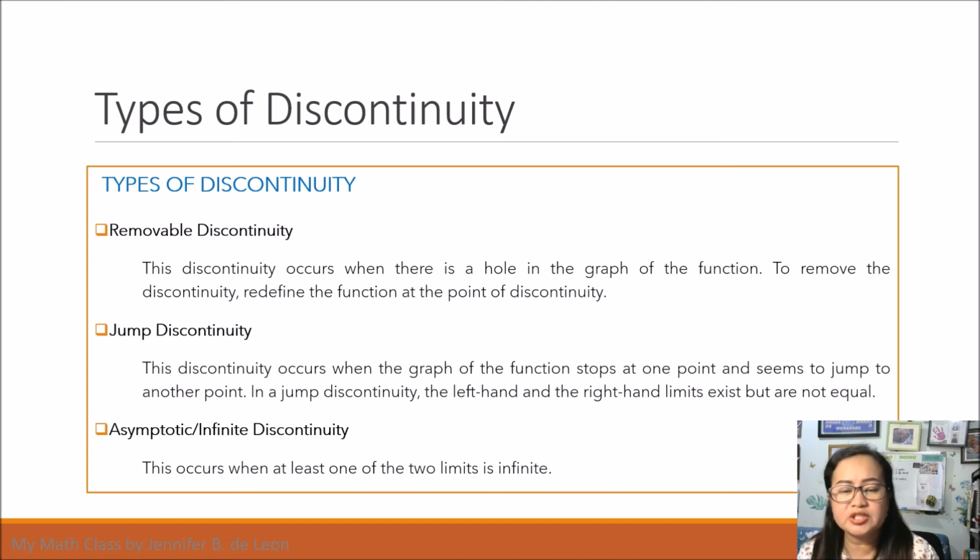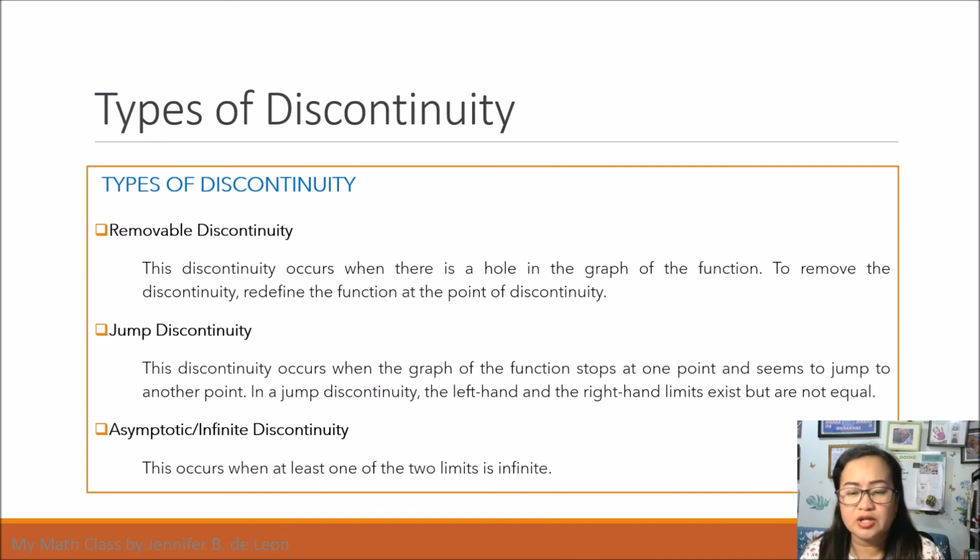Removable discontinuity occurs when there is a hole in the graph of the function. As the name implies, we can remove this discontinuity by redefining the function at the point of discontinuity. Whereas the jump discontinuity occurs when the graph of the function stops at one point and seems to jump to another point. In a jump discontinuity, the left-hand and right-hand limits exist but are not equal.